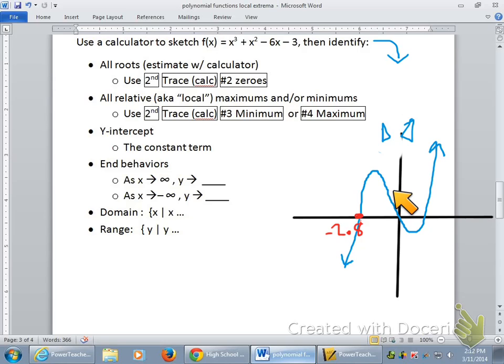It says negative 0.48, so we'll round that to negative 0.5. So it looked like it was 0, but it really wasn't. It was negative 0.5. It was just a little bit to the left of 0, wasn't it? I've got one more 0.